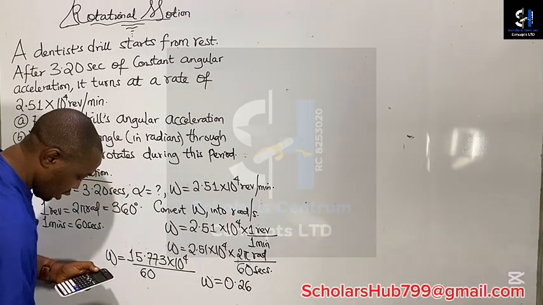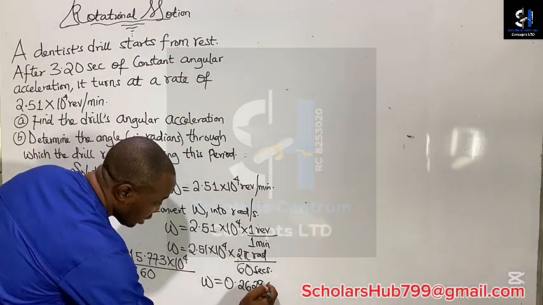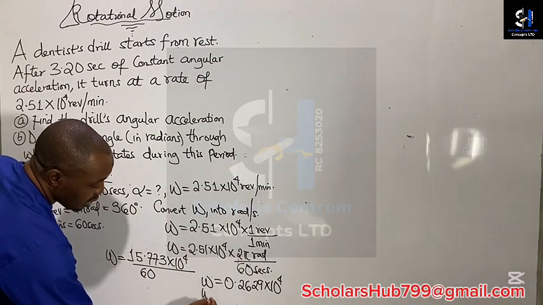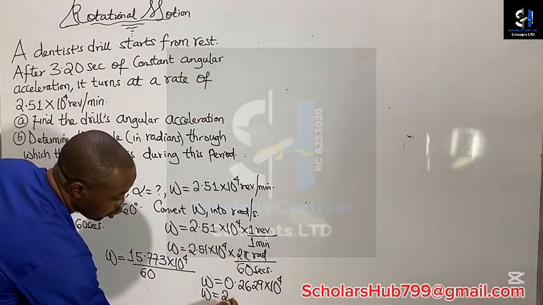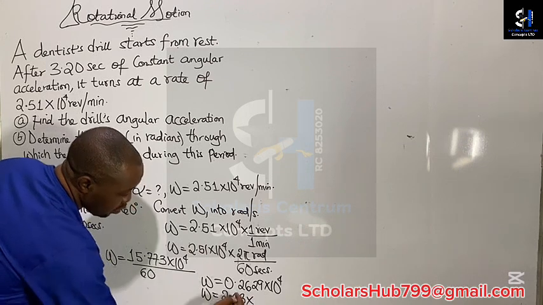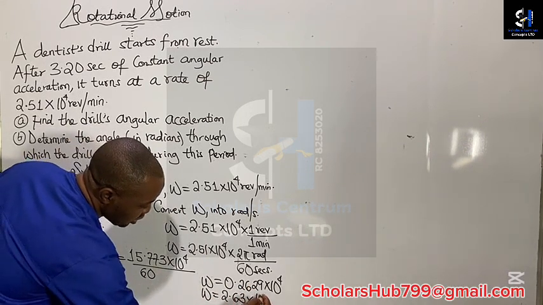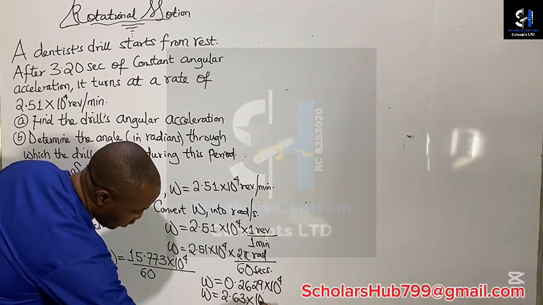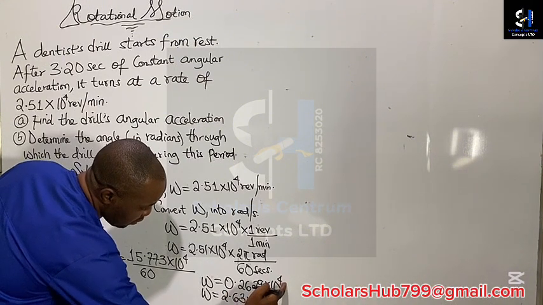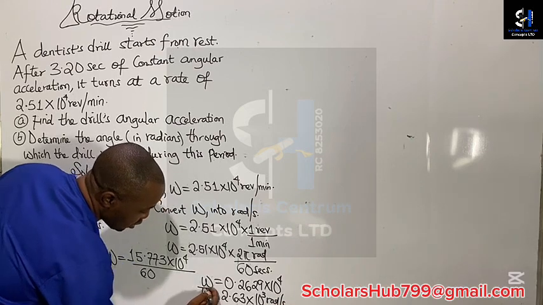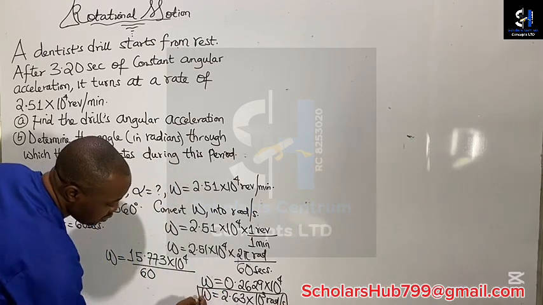So the final angular speed is 0.262629 multiplied by 10 raised to the fourth, which can also be 2.63 when we round this up. So we have 2.63 times 10 raised to the power of -1. Now when added to 4, it will be 3. So this will be in rad per second. So this is the final angular speed.